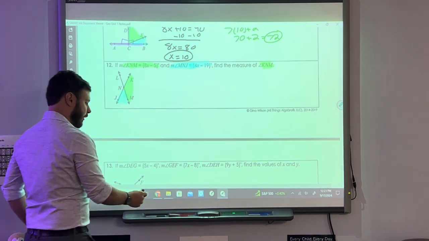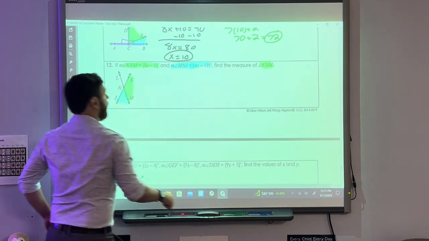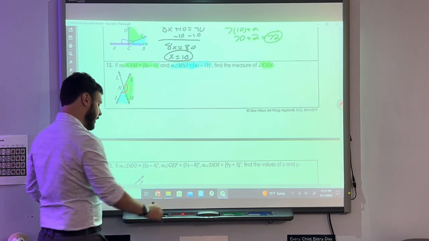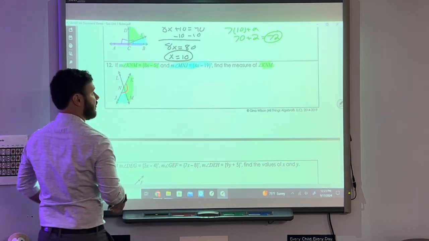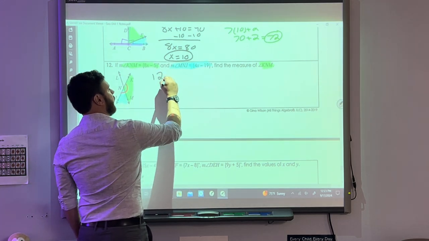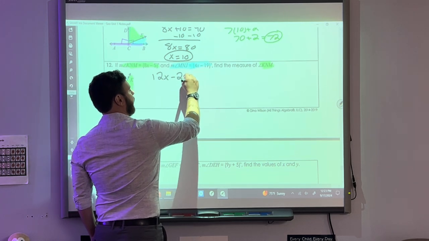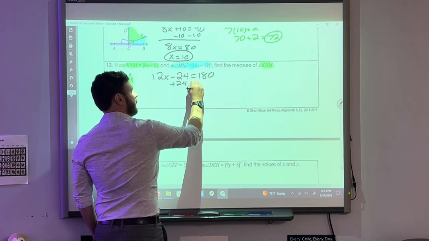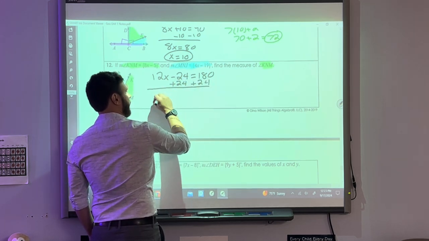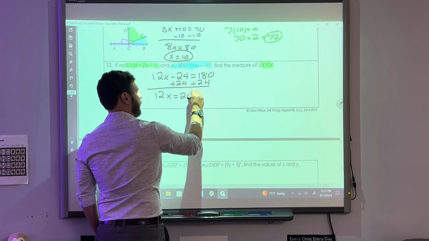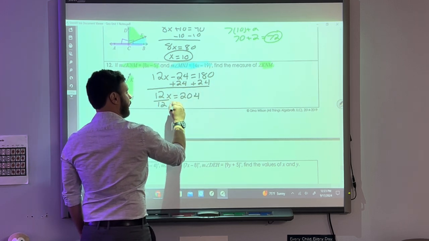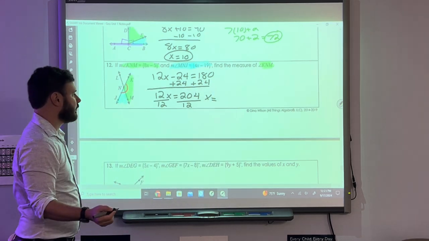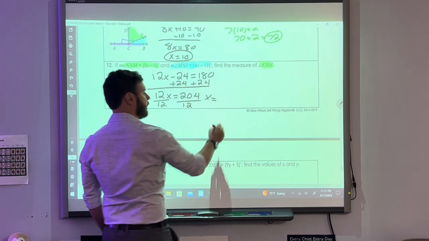Find the green. Okay. Well, I see that the green and the blue together make a straight line. And straight lines are worth 180. So I will add these two together and set it equal to 180. 12x minus 24 equals 180. X equals 204. Divide by 12. X equals, what is that, 17? 17, yep.